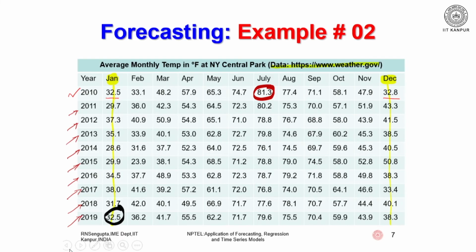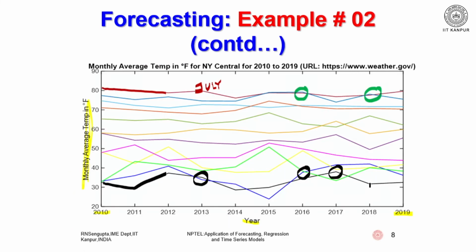Another very interesting thing, for January the temperature in 2010 is 32.5. For 2019, the minimum was 32.9. So, basically it is the year as shown. This is for the month of January. And similarly, all the data is given.